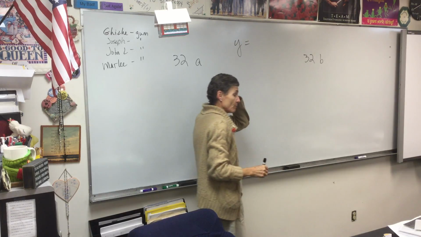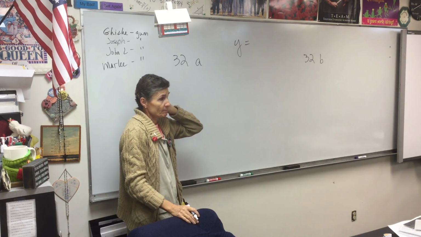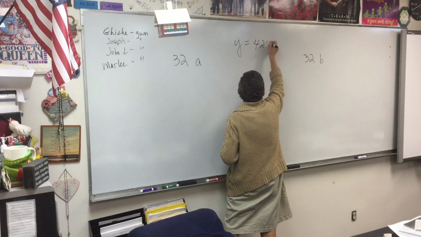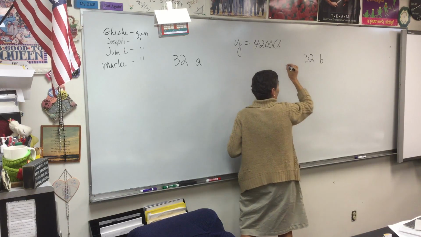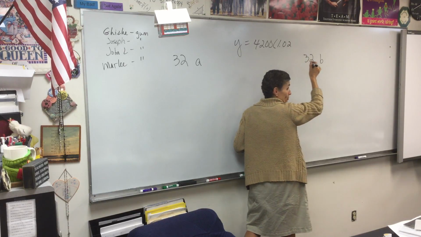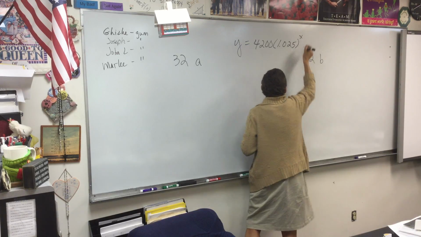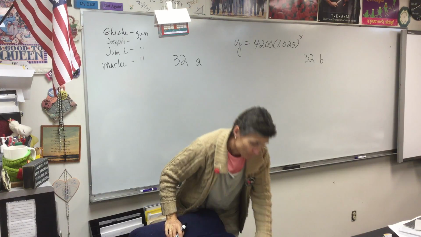Please start by writing your equation. What is your equation going to be? Y equals 4,200 times 1.025. I think it's 1.025? Yeah, it's 1.025. Yep, 1.025.